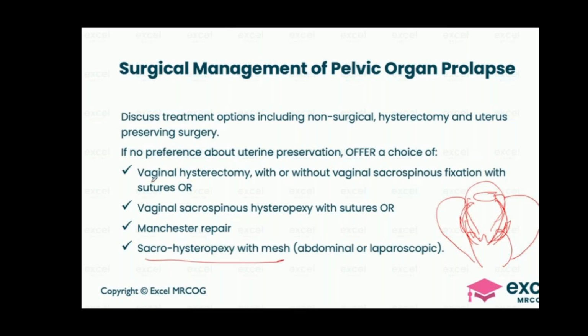Okay. So vaginal hysterectomy with or without vaginal sacrospinous fixation. You can do or you can just leave it there. Okay. Vaginal sacrospinous hysteropexy, wherein this is if she wants to preserve the uterus. Manchester repair is also preserving uterus. Sacrohysteropexy is also preserving uterus. Only vaginal hysterectomy is removing the uterus. Okay, so that is if she wants to preserve the uterus for whatever reason. So these are the operations that are offered for pelvic organ prolapse. Are they clear? Clear? Clear or not clear? Very good.